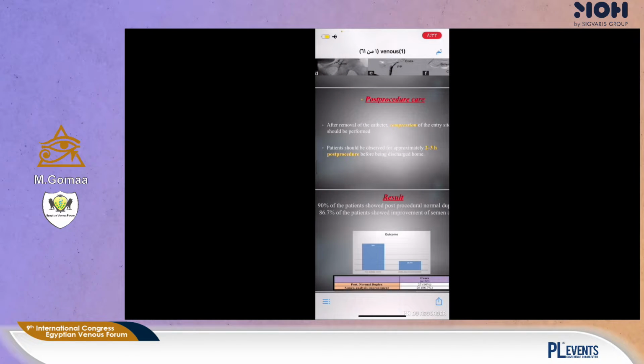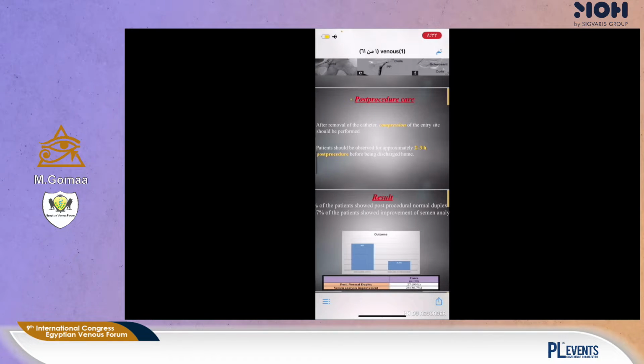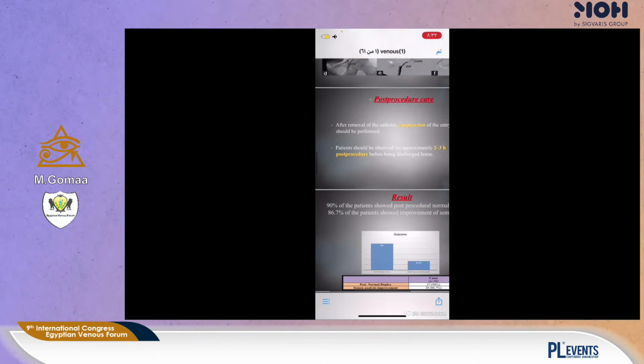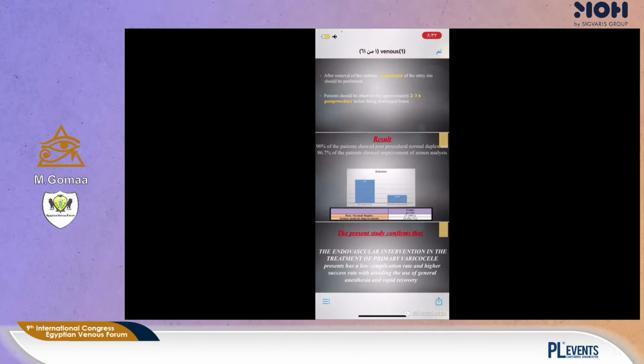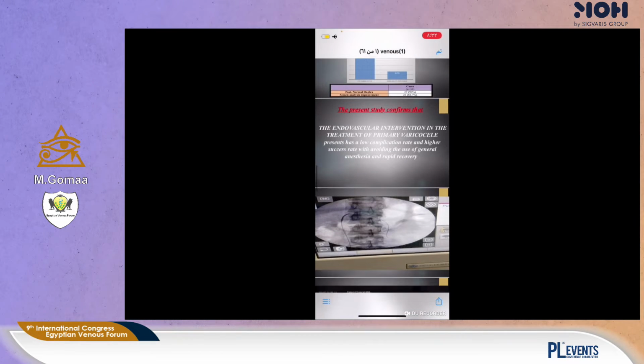Our results show that about 20 percent of the patients show normal post-intervention duplex, and about 86.7% of the patients show improvement of semen analysis. This present study confirms that endovascular intervention in the treatment of primary varicocele is the best method for treatment, with low complications and higher success rate, avoiding the use of general anesthesia and with rapid recovery of the patient.